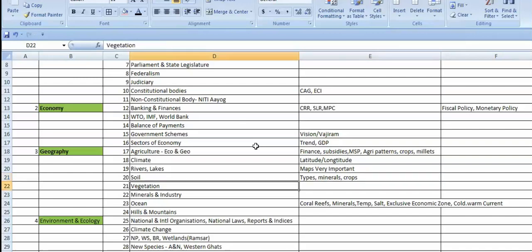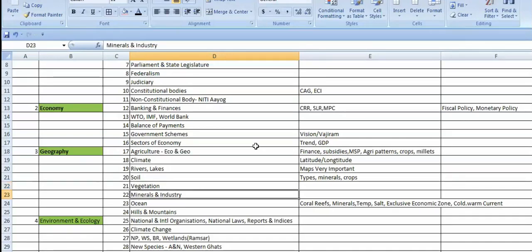Okay. Next one is the vegetation. As I told you, the vegetation part: the equatorial, what are the types of crops, what are the forests available there, equatorial forests, what are the types of trees there, tundras, and what is the pole area vegetation, and then tropical vegetation. So what are the types of trees available, special trees that are seasonal or anything. Okay, so vegetation you have to take care of.